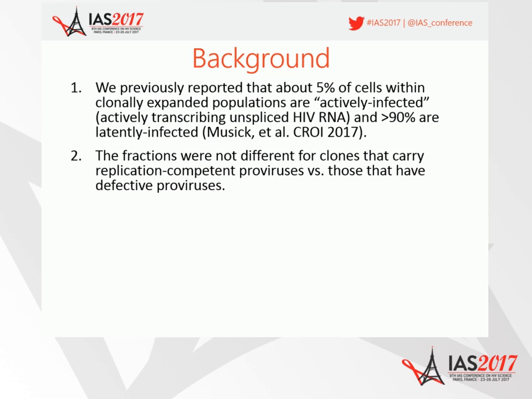At CROI we presented that if you look within a single expanded clone, about 5% of the cells are actively infected. In other words, they're actively undergoing transcription, and if they're replication competent, probably producing virus particles that result in plasma viremia, while greater than 90% of the cells within these clonally expanded populations are latently infected. And the fractions were not different for clones that had replication competent proviruses versus those that had defective proviruses.